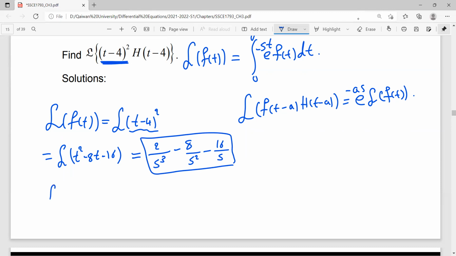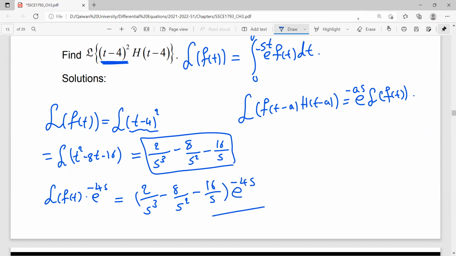We say the Laplace transform of f of t multiplying by e to the power minus 4s equals 2 over s cubed minus 8 over s squared plus 16 over s, all multiplying by e to the power minus 4s. This is the result.